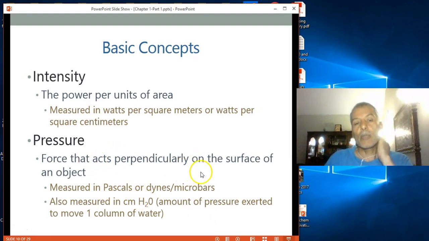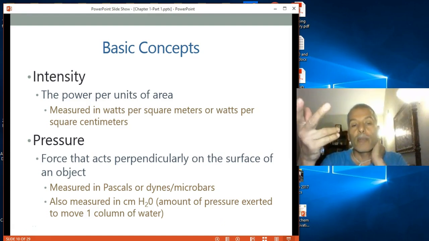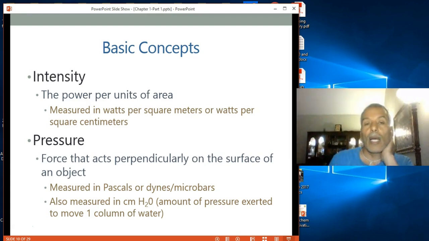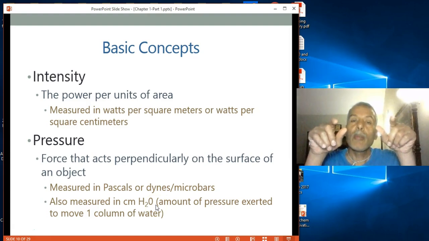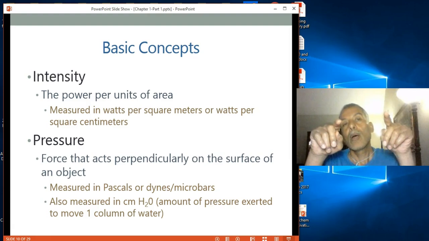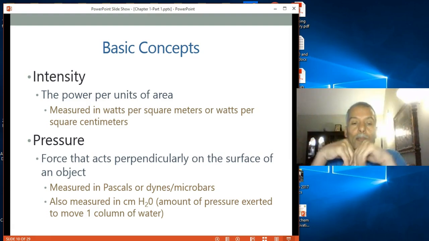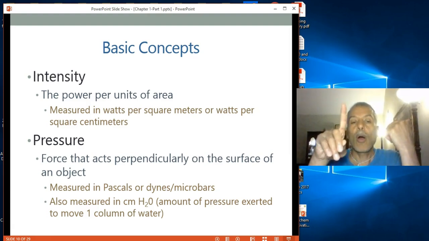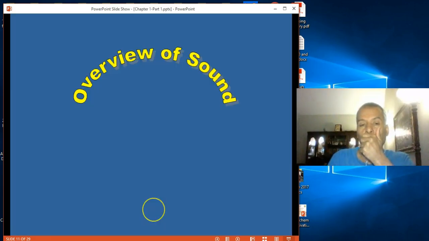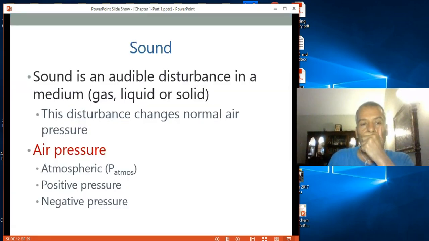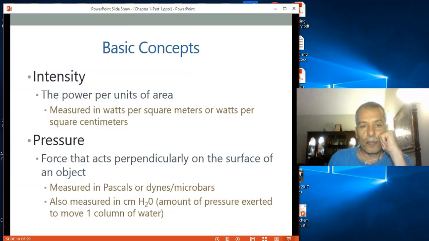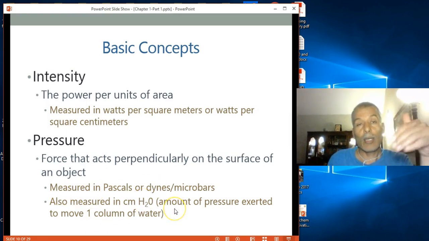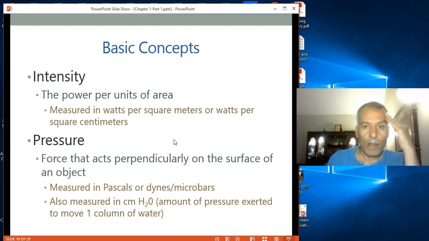So pressure is measured in pascals or in dynes. The difference is that pascals are bigger than dynes. Dynes are also equal to microbars. Pressure can also be measured in units of centimeters of water being moved up, the amount of pressure exerted to move one column of water by 1 centimeter. We're going to look at it later in another format to see how that is done. The pressure is measured with water.